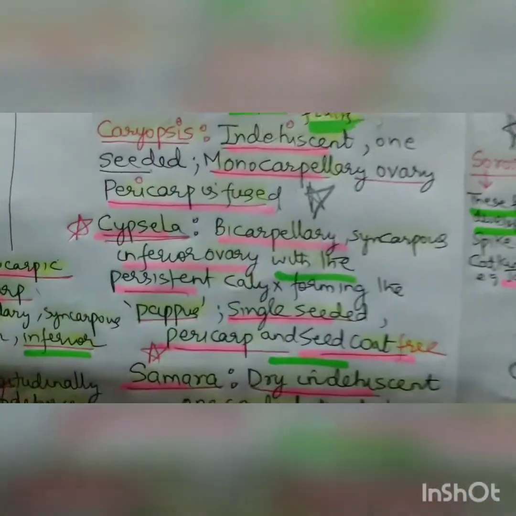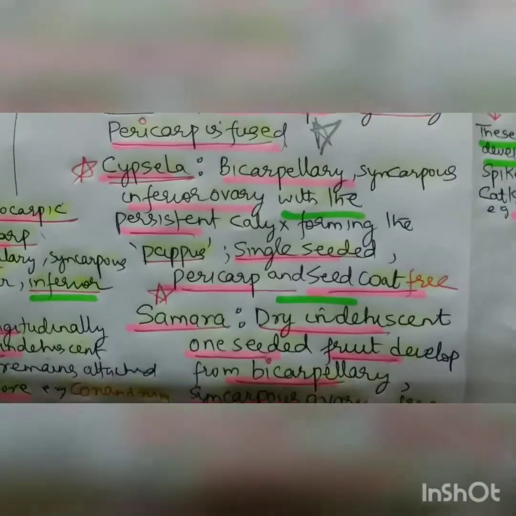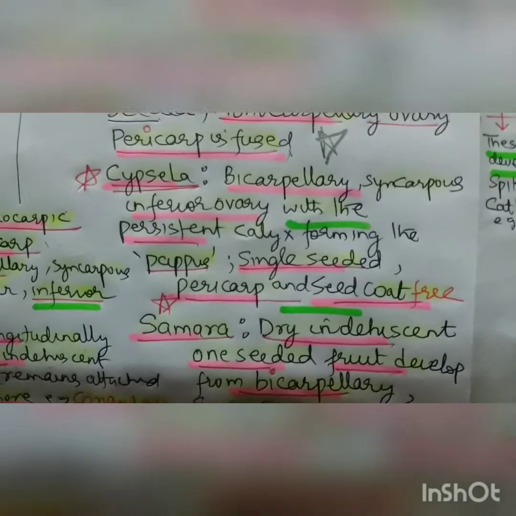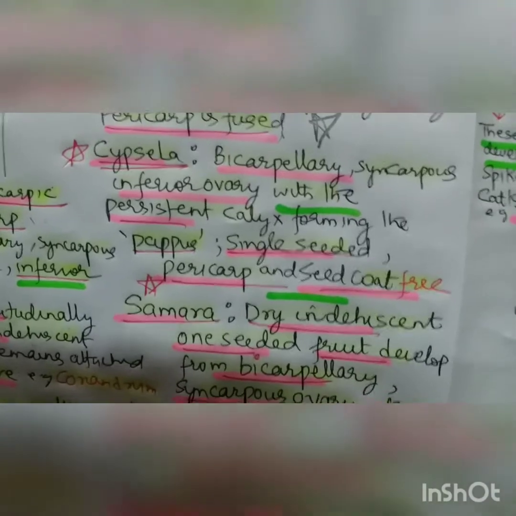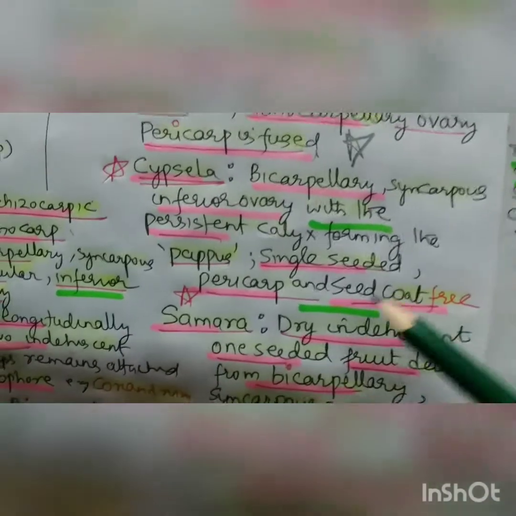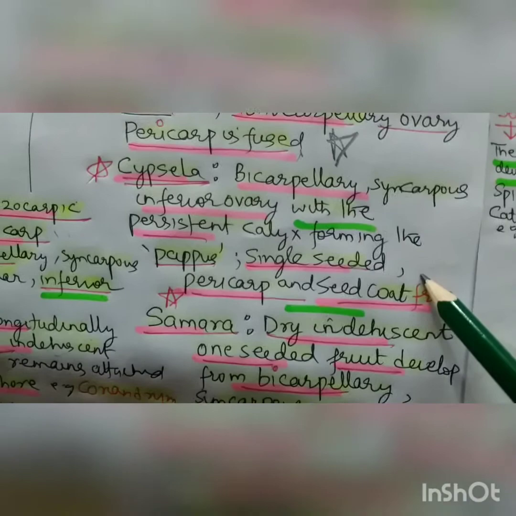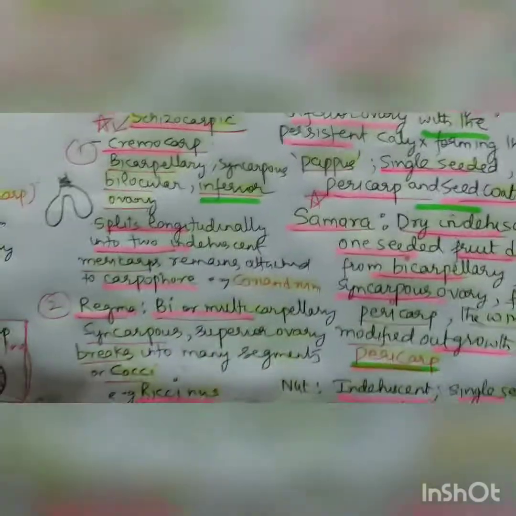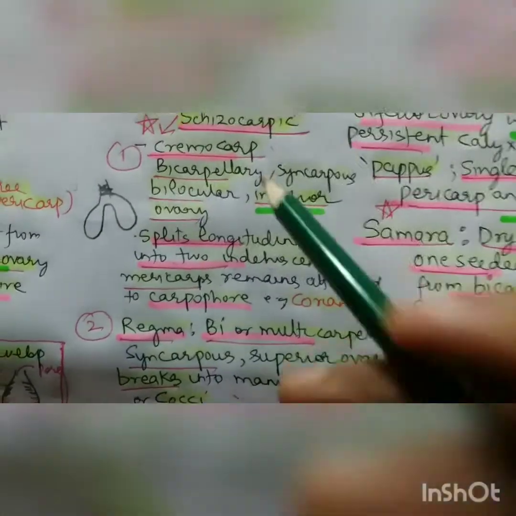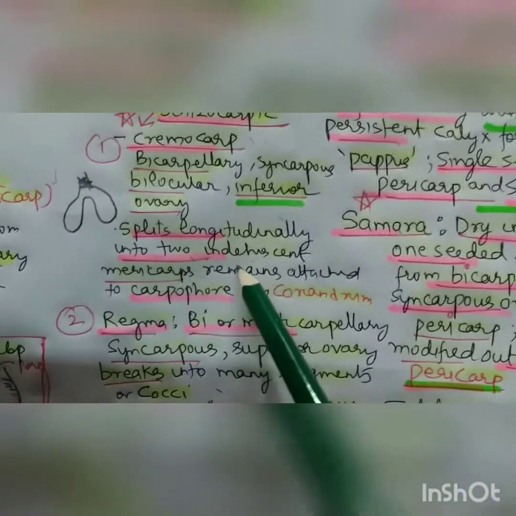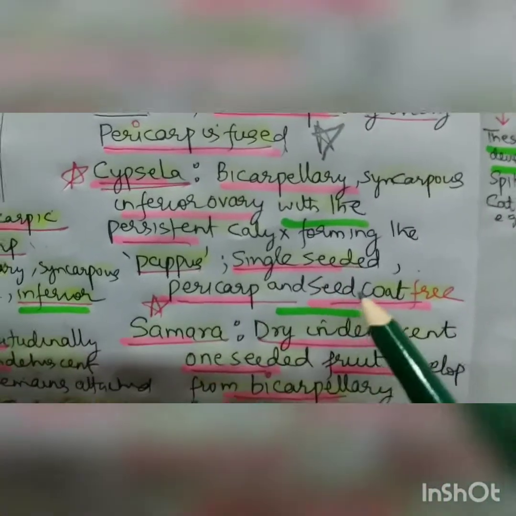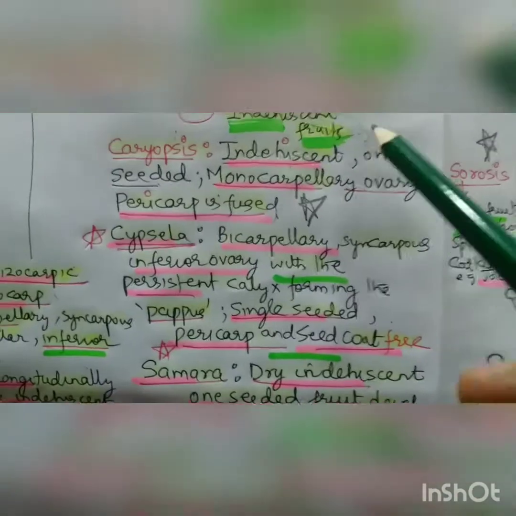Very important. Then we have Cypsela. It is bicarpellary syncarpous inferior ovary with persistent calyx which forms the pappus, single seeded and pericarp free, right? Here we did an inferior ovary, this one, but here we have basically the 2 mericarps, that is cremocarp, but here we have Cypsela, the pericarp is free, Caryopsis it is fused.